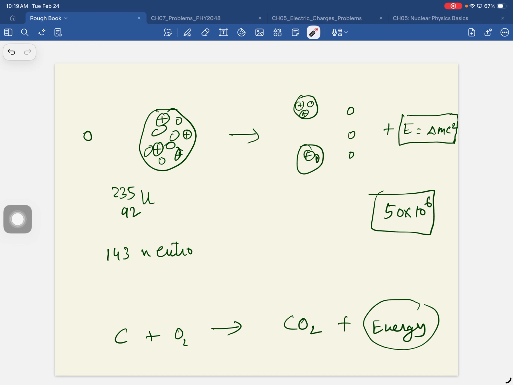And what's the lure of nuclear energy? Why are we so gung-ho about nuclear energy? It's clean, and a lot of it is released. For every uranium nucleus you split, you're getting 50 million times more energy than every time you burn one carbon atom. And then on top of that, you're not releasing any CO2. So nuclear energy is great.